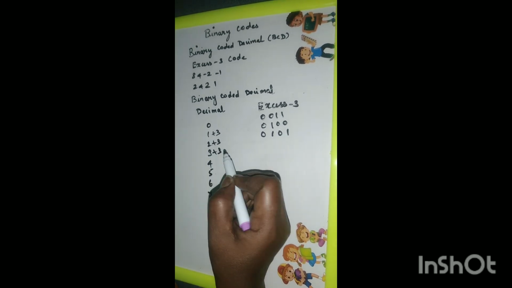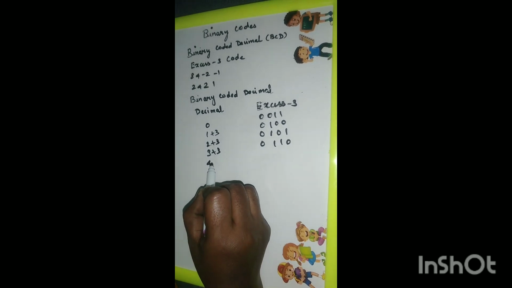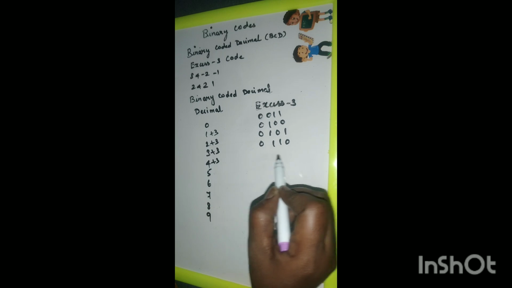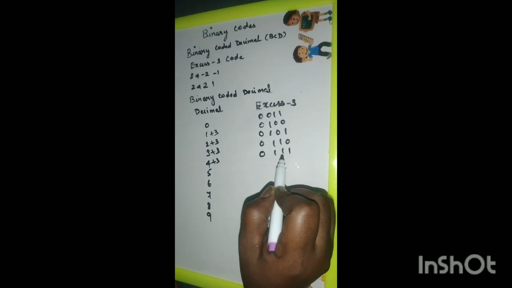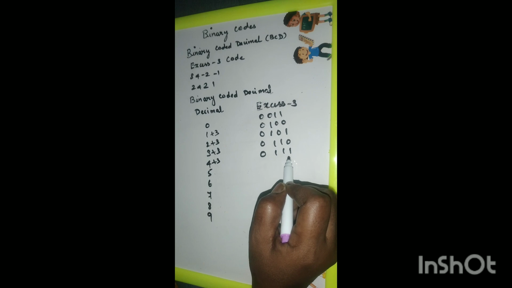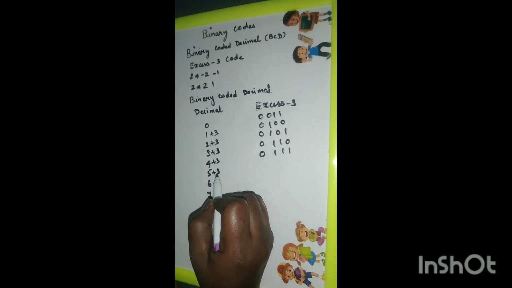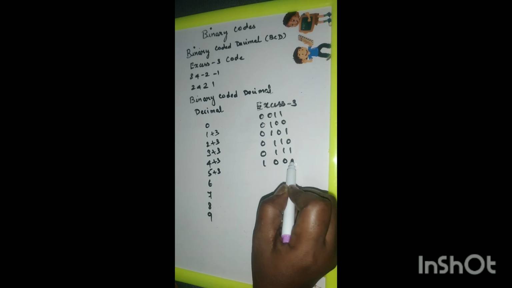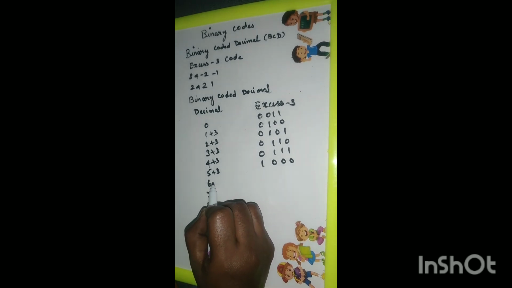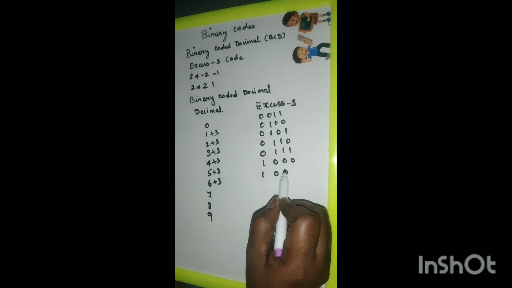For 3 plus 3 is 6, 0 1 1 0. For 4 plus 3 is 7, 0 1 1 1. This is the binary form for 7, and this is the excess 3 code for 4. 5 plus 3 is 8, and 8 is represented as 1 0 0 0. For 6 plus 3 is 9, and 9 is represented as 1 0 0 1.